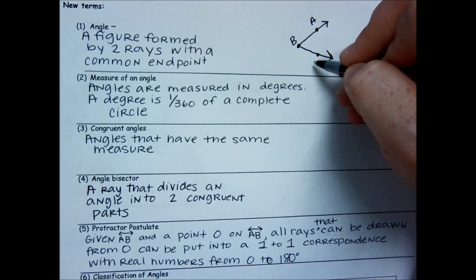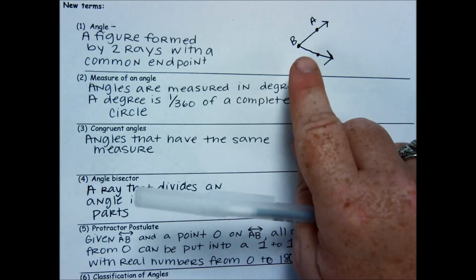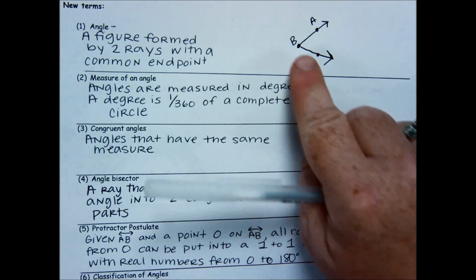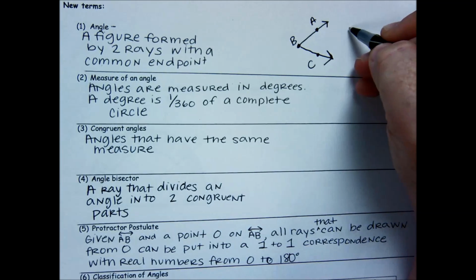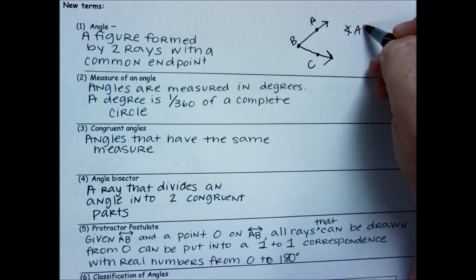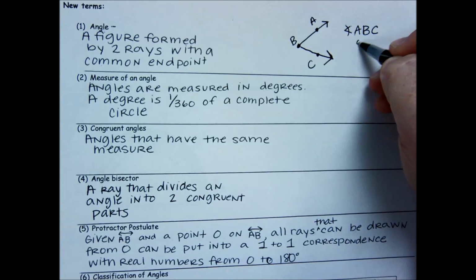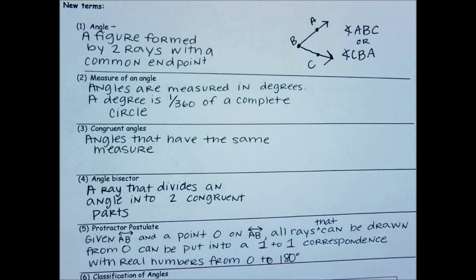We always name angles with three letters. The letter that's always in the middle will be whatever that common endpoint is of the rays. So when I name this, I would name it angle ABC, or I could name it angle CBA, as long as B is the middle letter, because it is the common endpoint of the two rays.